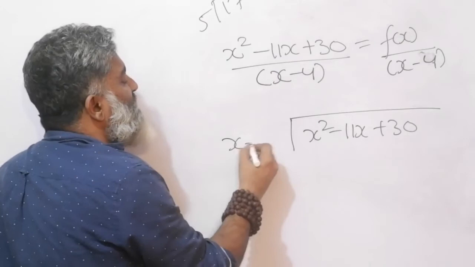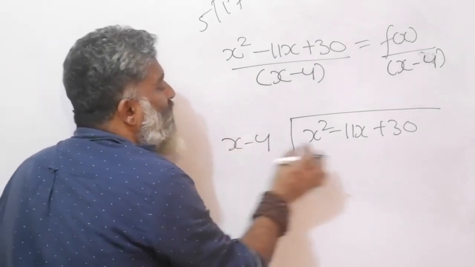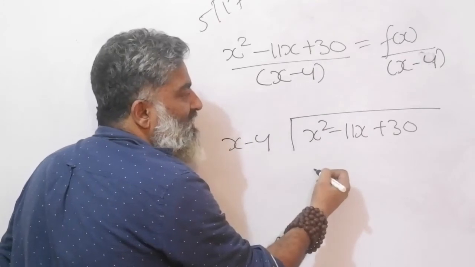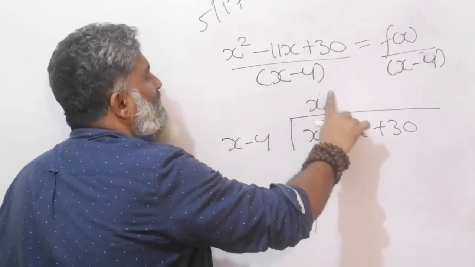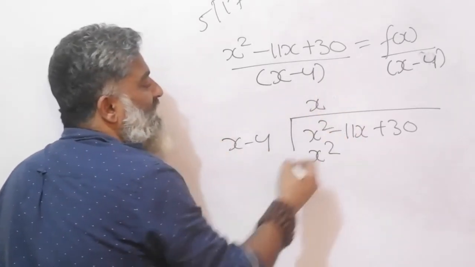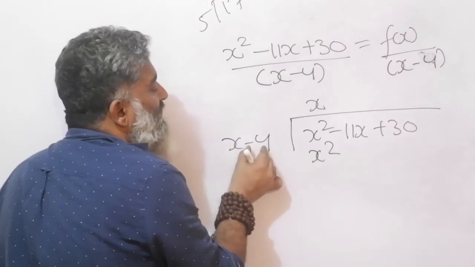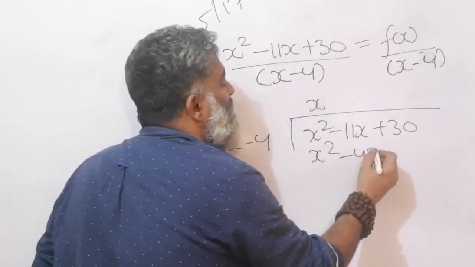So I put x minus 4, this is the divisor, this is the dividend. I want an x square because I want to cancel things out, right? How will I get an x square? x into x will give me an x square. Great, I know this will get cancelled. But what will happen now? Minus 4 into an x will also happen, so I will also get a minus 4x.